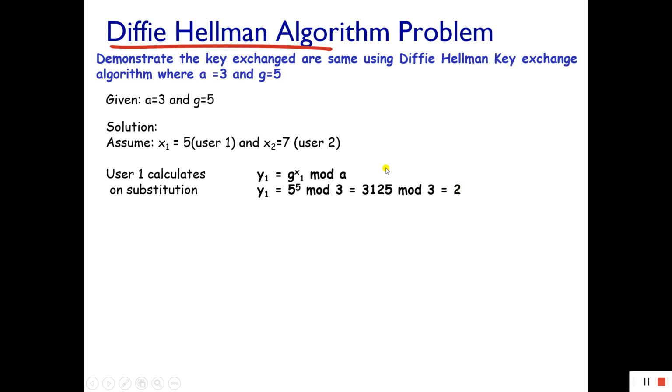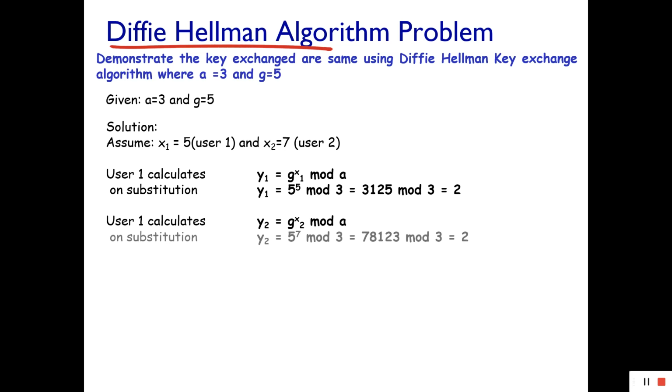Okay. So similarly, what will user 2 do? User 2 is actually calculating y2. How will you calculate y2? G raised to x2 mod a will give you y2's value. On substitution, y2 is equal to 5 raised to 7 mod 3. Why? Because x2 is 7, correct? 5 raised to 7 is this value and you will get 2 as your mod, correct?